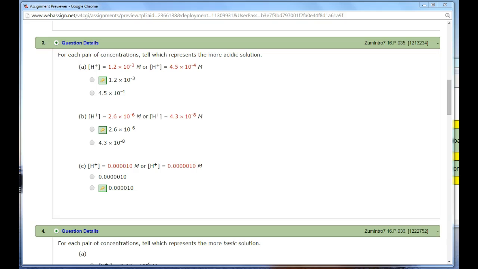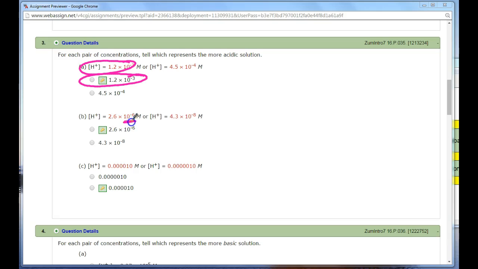When we work with these kinds of numbers, the numbers are usually super, super small, and so we need to look at the exponents. It's probably going to be contradictory to what you think. A smaller number is actually going to have a larger exponent, and a larger number is going to have a smaller exponent, because a minus 3 means there's only 2 zeros in front, and a minus 4 means there's 3 zeros in front. So this one's actually a smaller number. This one's a bigger number. So this is our bigger number, so we circled that, and that one's more acidic.